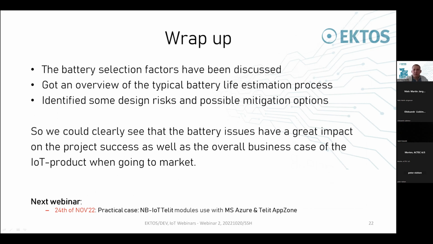Yeah, that was it for today. And basically, let's wrap it up. We discussed three topics. We discussed the battery selection factors, and we went through the typical battery life estimation process and how to use it. We also discussed typical design risks and possible mitigation ways. So basically we can clearly see that correct or incorrect battery design can create a great impact on the project as well as on the overall business case of the IoT product when going to market.